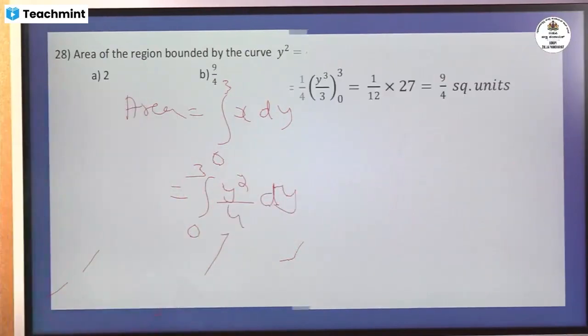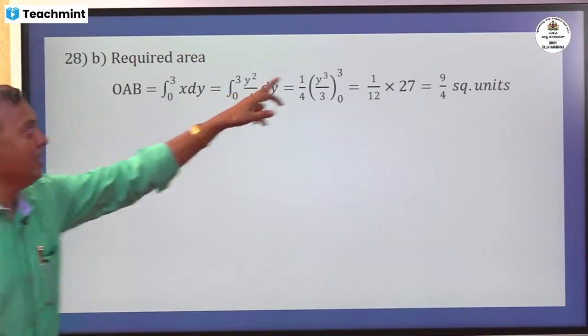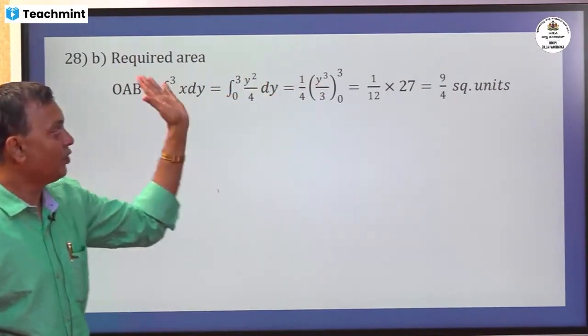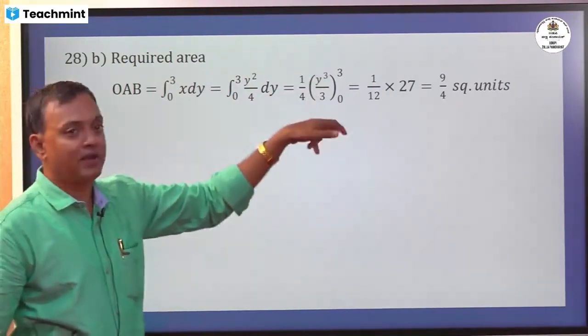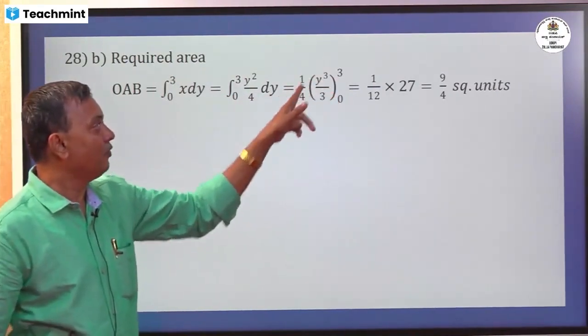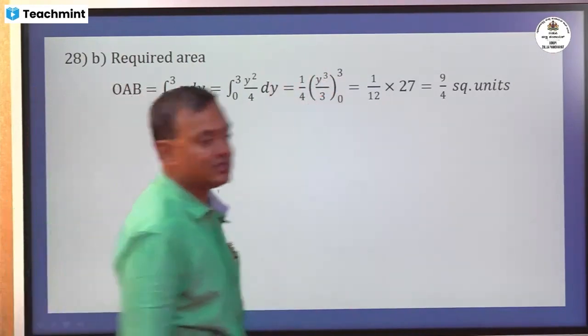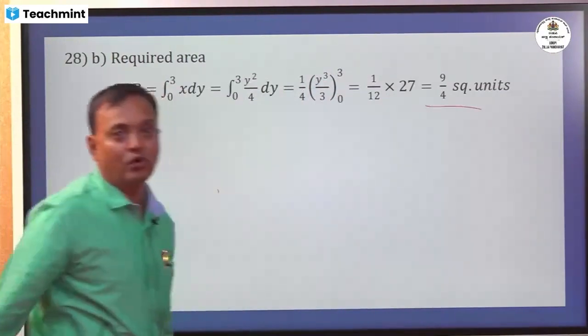So y square by 4, what is the integral of y square? Y cube by 3. Put 1 by 4 outside, then take the upper and lower limits. The lower limit gives 0, the upper limit gives 1 by 12 into 3 cube, one 3 cancels. So the answer is 9 by 4 square units.